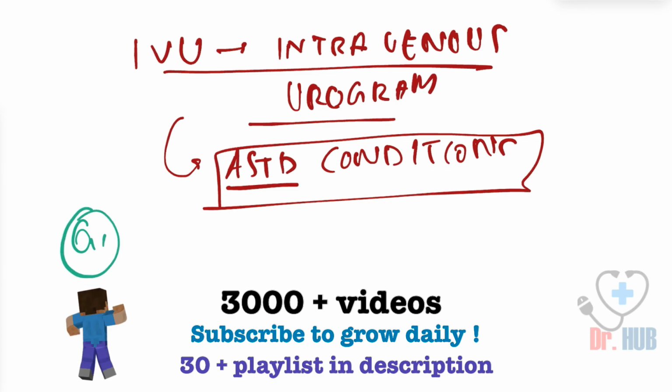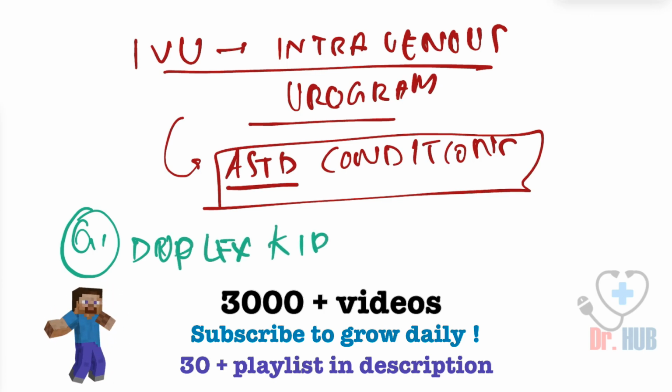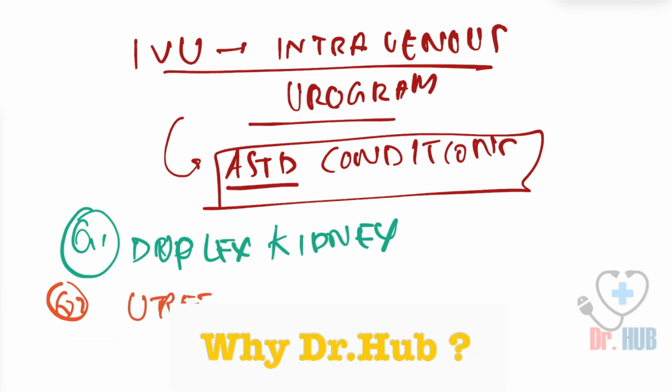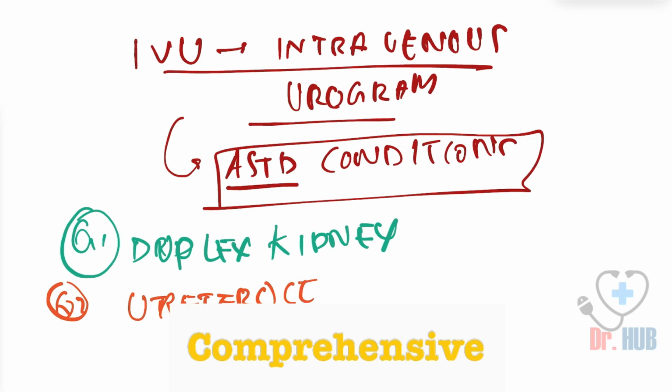The first question being, what is the finding in case of the duplex kidney? The second question will be, how does the ureterocele appear? So in this video, we'll find out the answers to these questions and learn in detail.